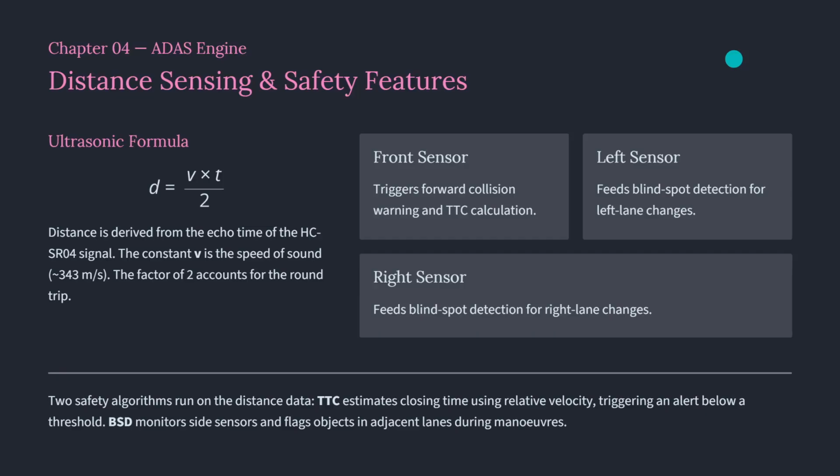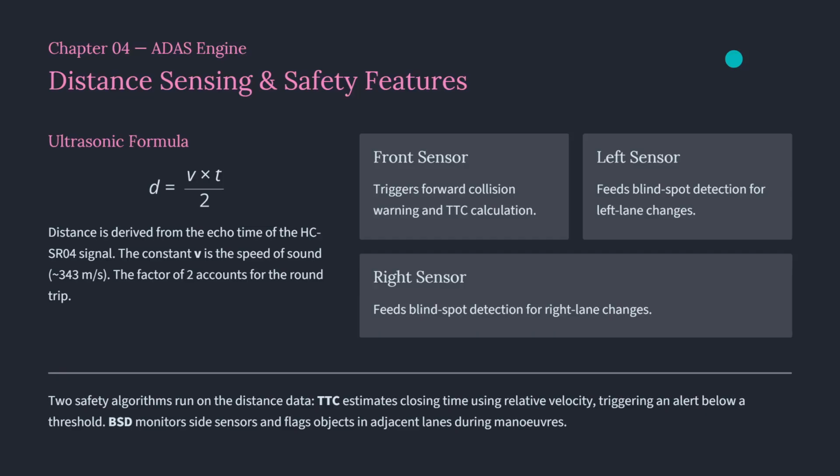ADAS safety logic says that the system calculates TTC, that means time to collision. If speed increases while distance remains constant, TTC decreases sharply. And if speed decreases, TTC increases. The system becomes safer.